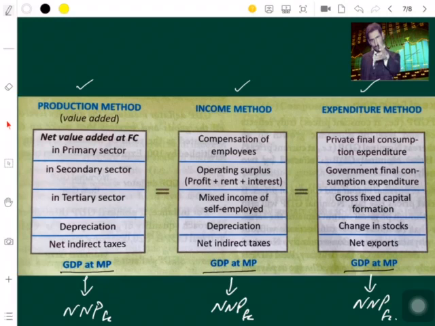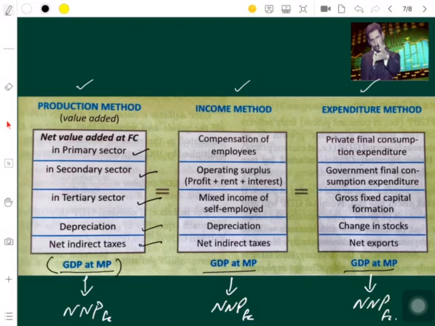So under the product method, or value added method, your net value added at factor cost, that is NVA, in primary sector plus secondary sector plus tertiary sector, minus depreciation, your indirect taxes. That is how it's calculated.